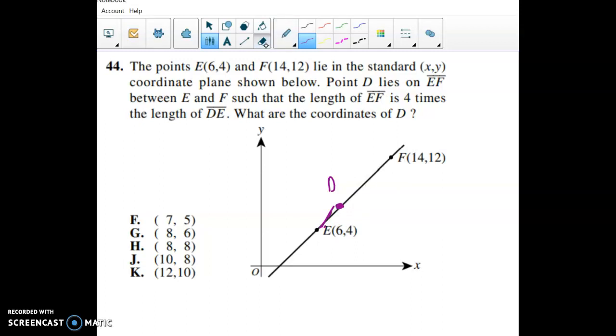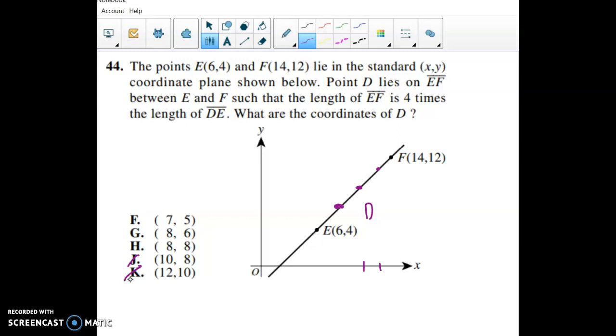Okay, so this is another formula that'll come up a decent amount on this, the distance formula. Basically we know approximately that D is going to be here, and we can probably eliminate a lot of choices just based on that. Like 12, 10 would be, this is 14, that's 12, and then 12, 10 would be way up here probably. So that one's no good. Even 10, 8 probably not going to be right. 10 would maybe be here, and 8 would be about there. So that looks about like the middle, so that's certainly not going to be right.